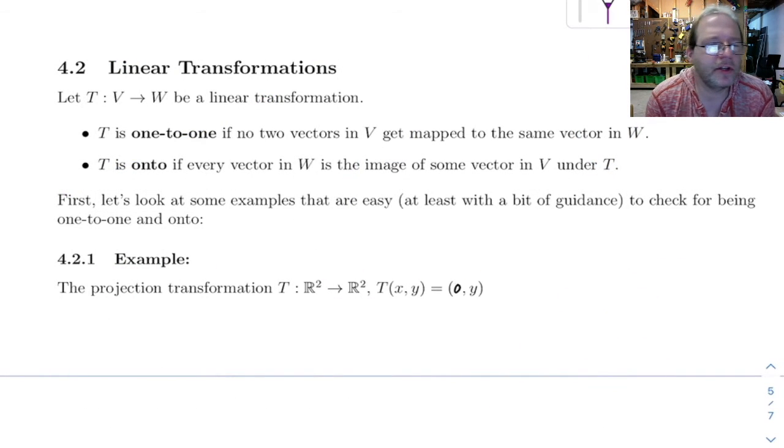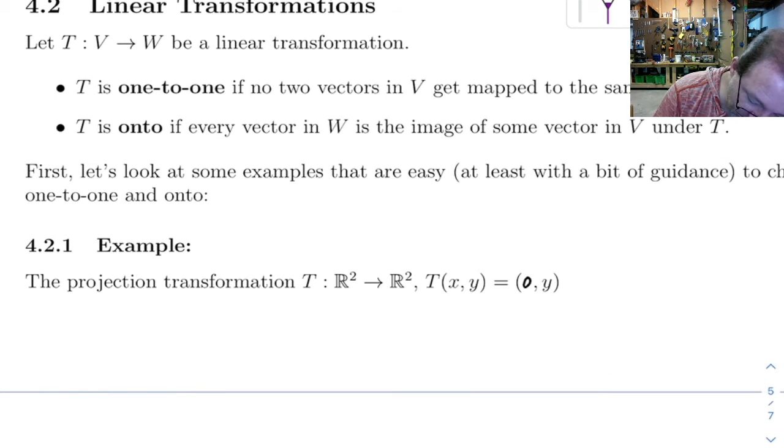I want to look at linear transformations now. So a linear transformation is one-to-one if no two vectors in V get mapped to the same vector in W. And it's onto if every vector in W is the image of some vector under T. Another way of saying this is it's onto if the range and codomain are equal.